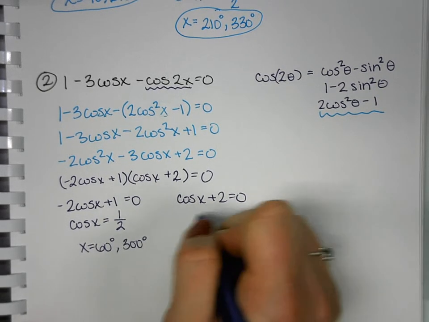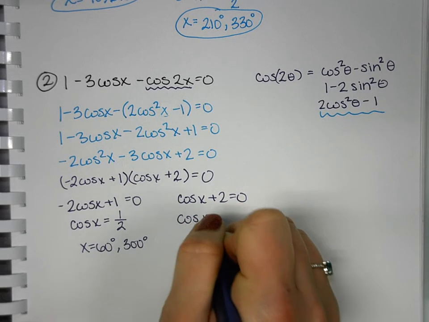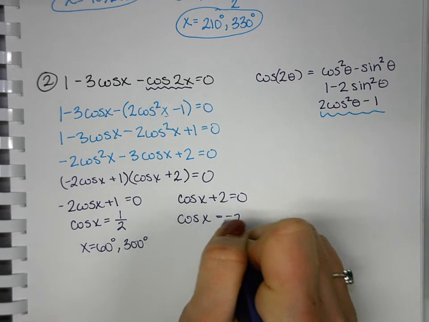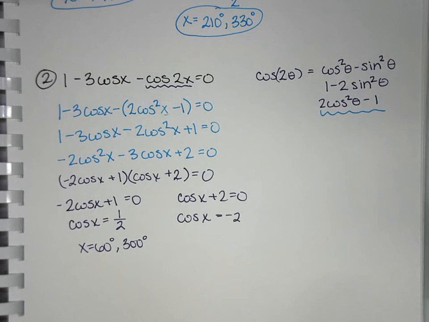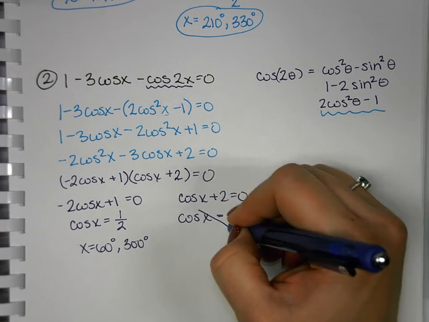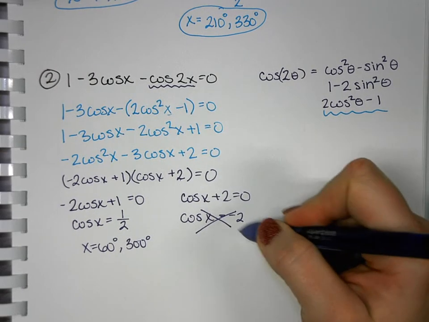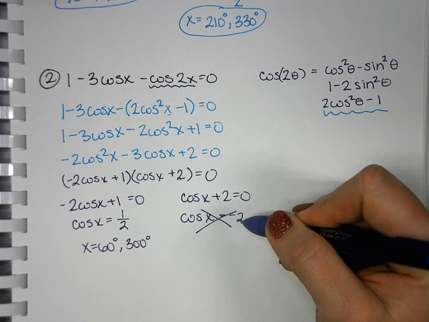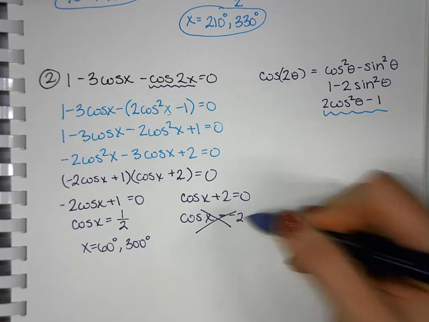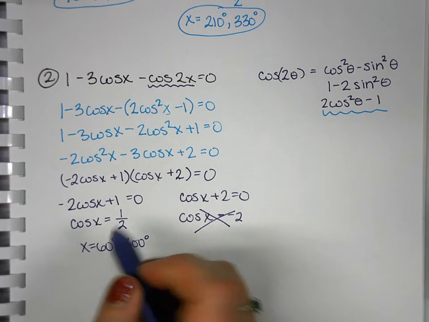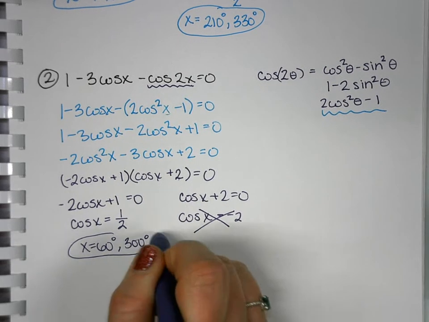Also over here, we'll have cosine x equals negative 2. So what angle, when we take the cosine of it, gives us negative 2? The answer here is nothing, because the cosine of our angles has to fall between negative 1 and 1, and this falls outside the range. So therefore, our only answers are going to be this 60 and 300.